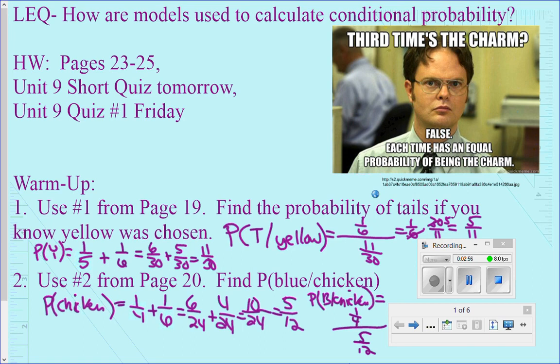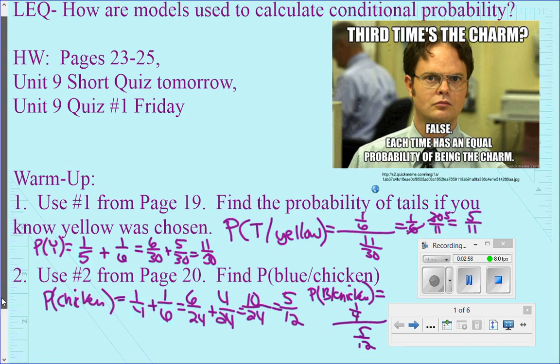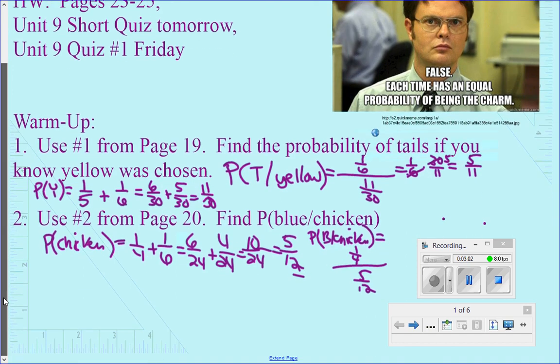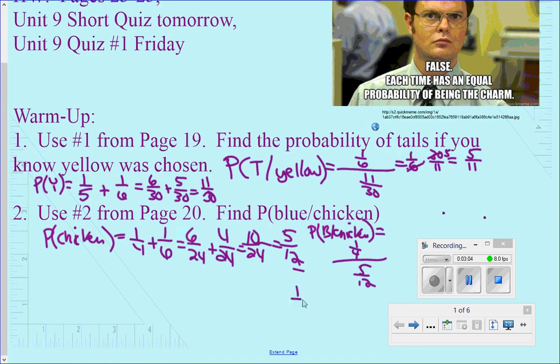And I'm going to go ahead and multiply that. So I have 1/4 times 12/5.